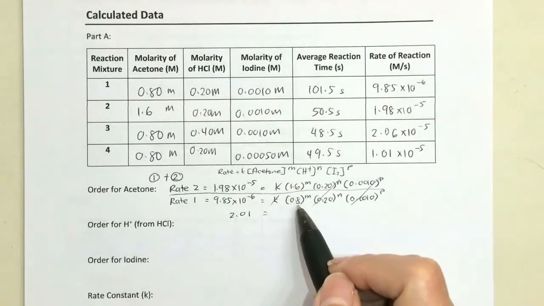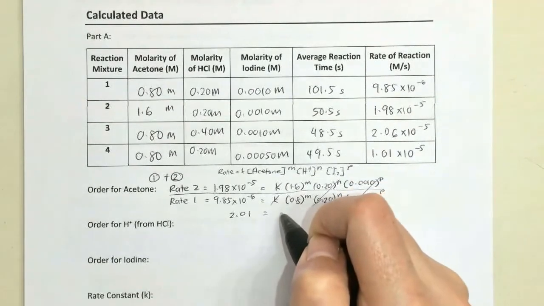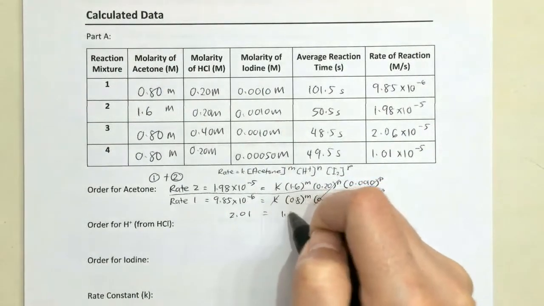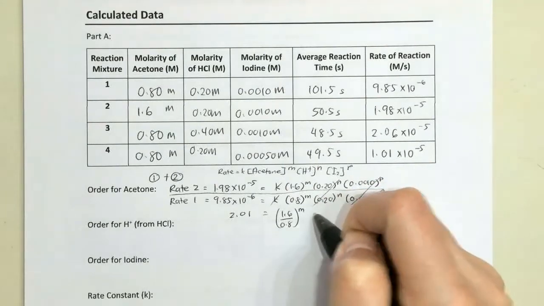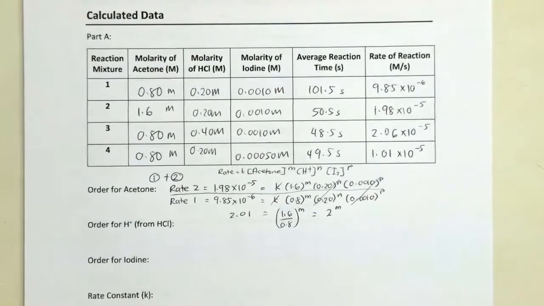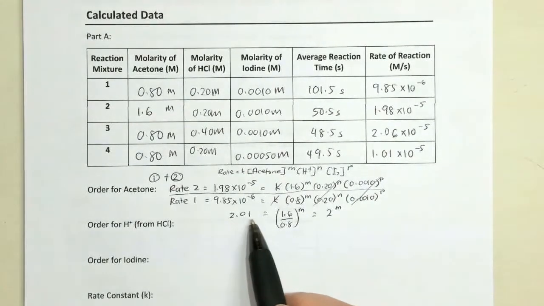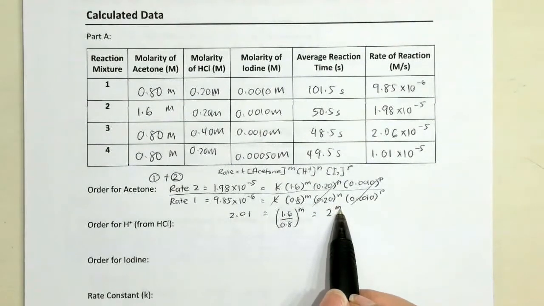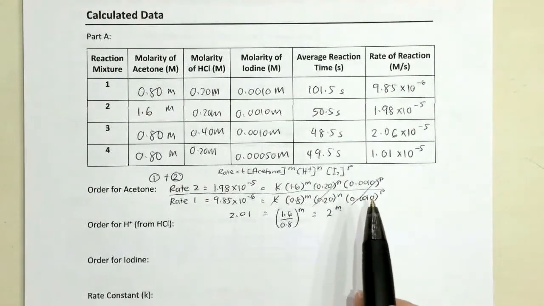And then what's 1.6 divided by 0.8 here? If you have this term here, that can be rewritten as 1.6 divided by 0.8, to the power of m, okay? And that right there will be 2 to the power of m. Agree? So 1.6 divided by 0.8 is 2. So now you have to figure out how I can solve for m, because m here is the order of acetone, and then we'll do the same for HCl and iodine with different lines here.